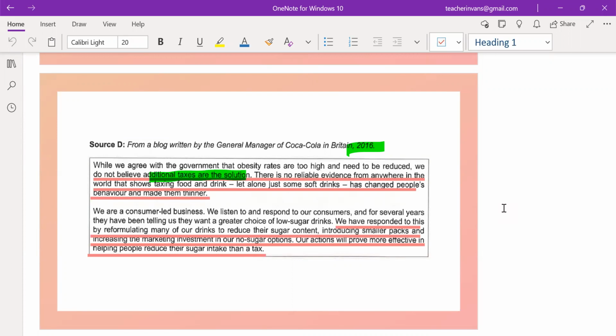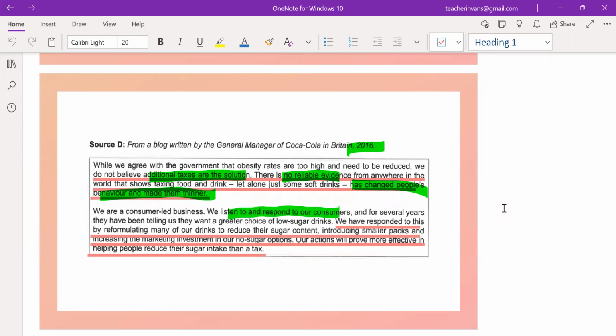Okay, in fact, the general manager of Coke is saying that there is no reliable evidence from anywhere whether or not it has changed people's behavior. Sometimes they don't really care, because just because something is expensive does not make you not buy it. In fact, I think humans are like that. The more you tell them not to do it, the more they will do it. Correct.